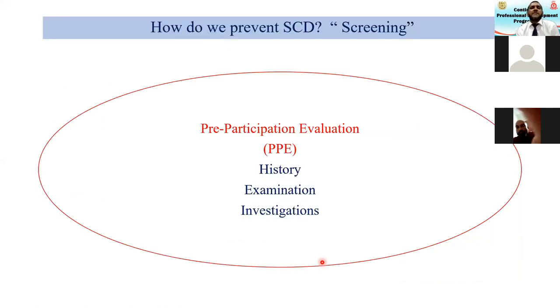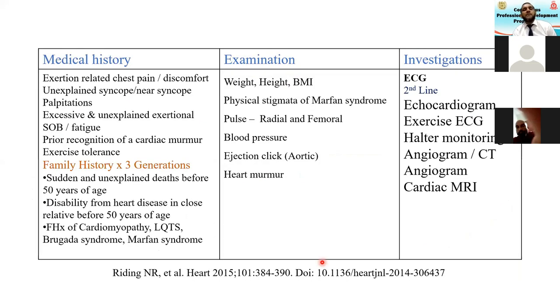How do we prevent this sudden cardiac arrest? It is screening, basically. So what is the screening? We do a pre-participation evaluation with history, examination and investigation. The history is very important: exertion-related chest pain or discomfort, unexplained syncope or near syncope, palpitations, shortness of breath, any history of cardiac murmurs or exercise tolerance.